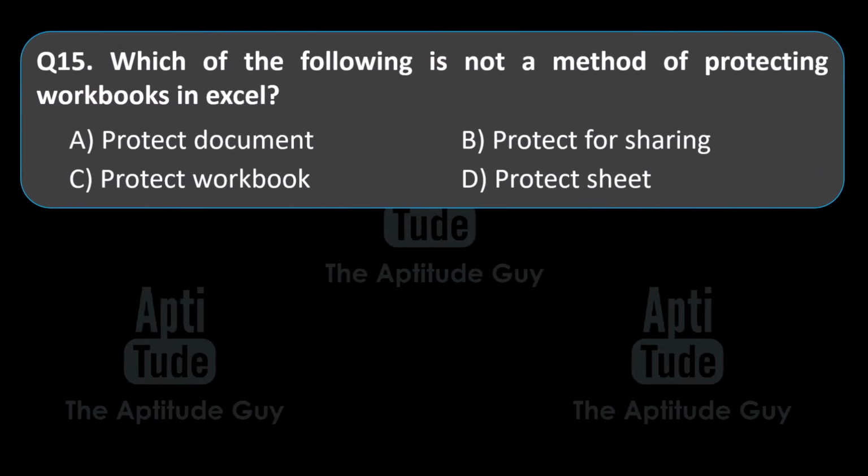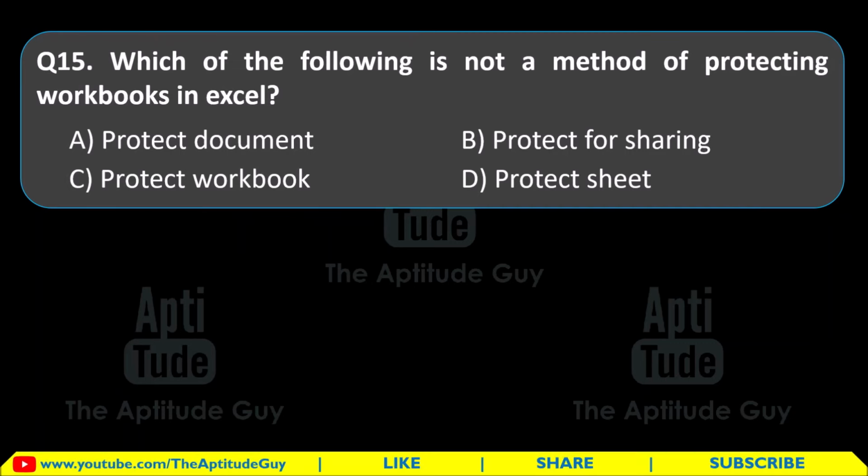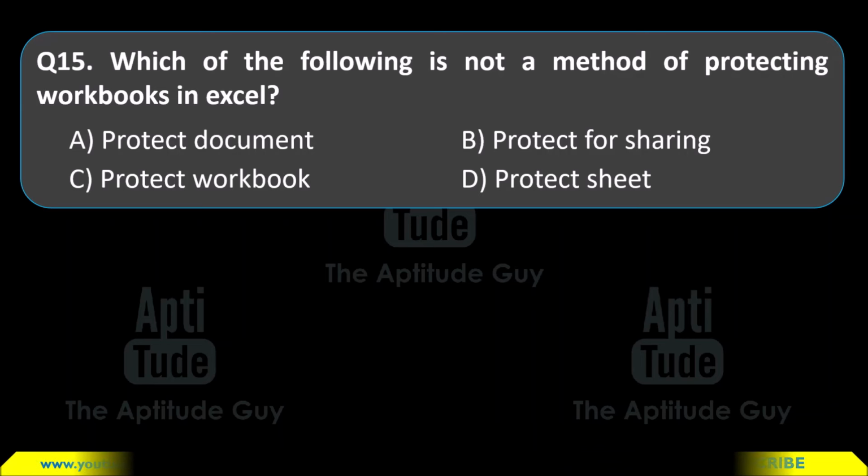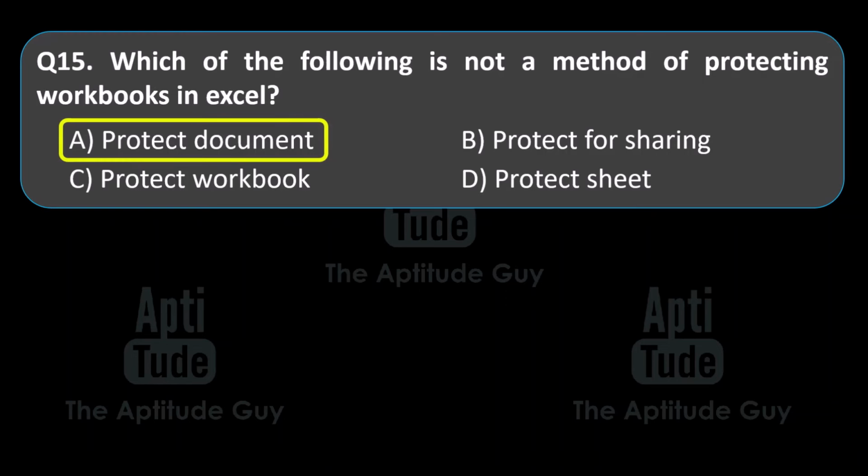Question number 15. Which of the following is not a method of protecting workbooks in Excel? What do you think is the answer? Think about it. It's always a tricky question whenever they say which one is not something. What do you think is the answer? All right, I hope you have locked in. The answer is protect document.